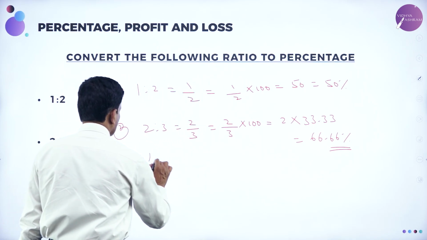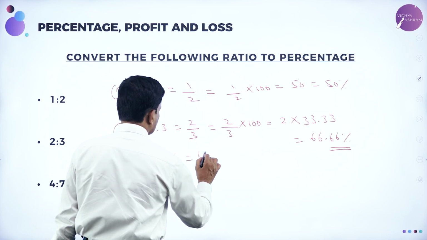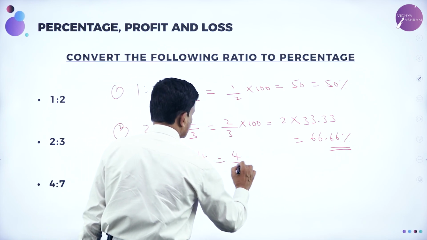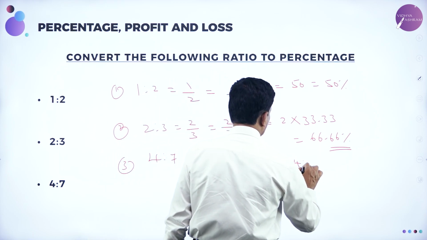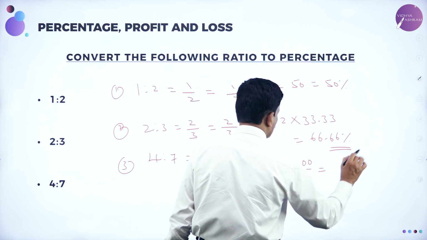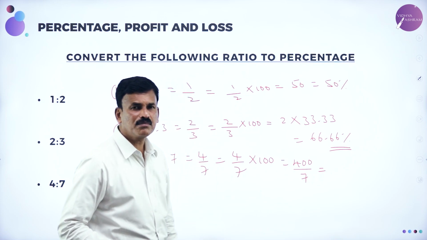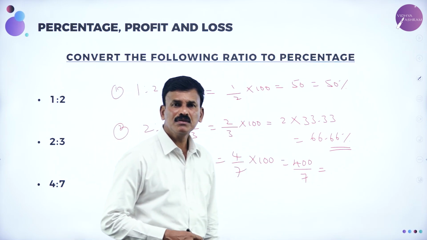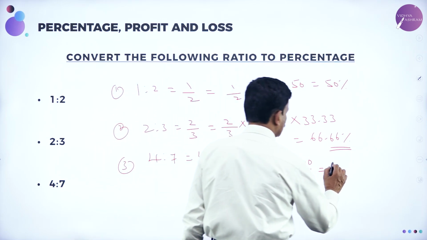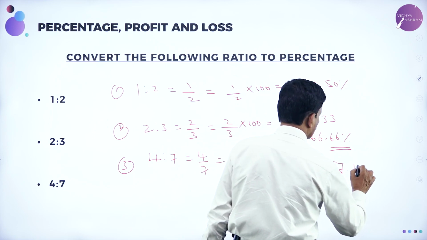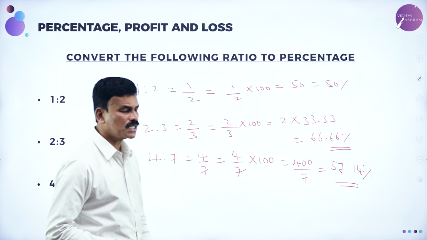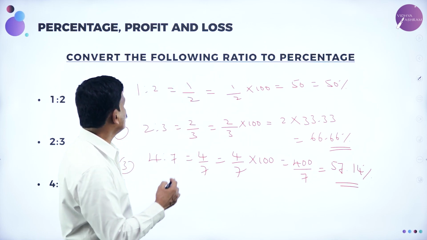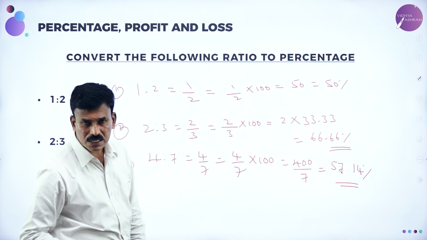Now, next one. 4:7. 4:7 can be written as 4 divided by 7. That is 4 by 7 into 100. That is nothing but 400 divided by 7. What is 400 divided by 7? That is nothing but 57.14%. That's it. This is how we are going to convert the ratios into percentage.